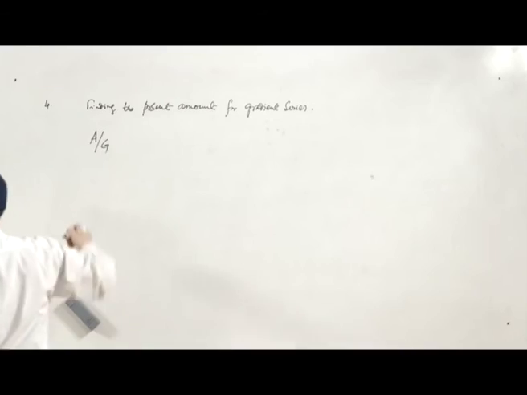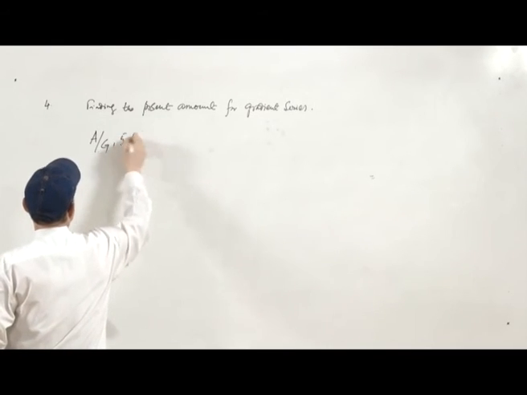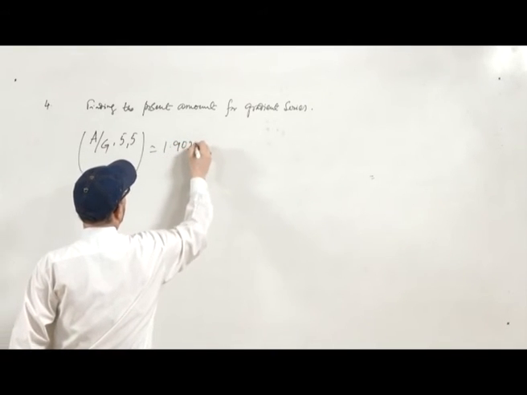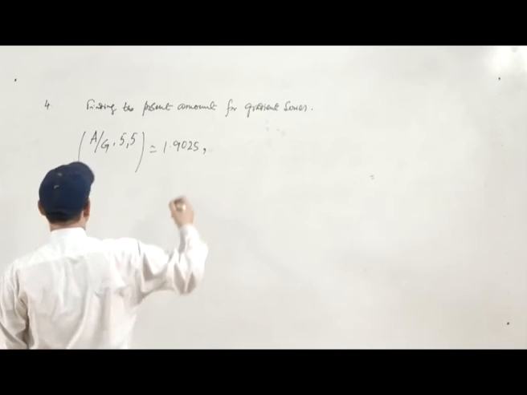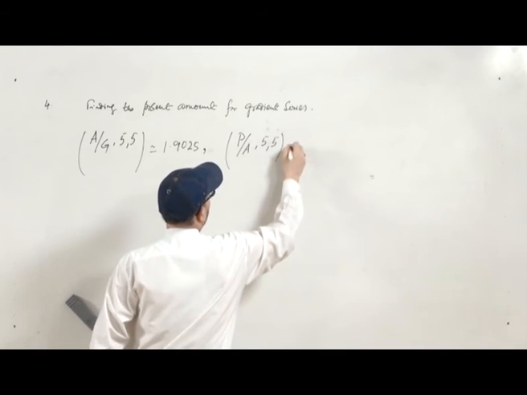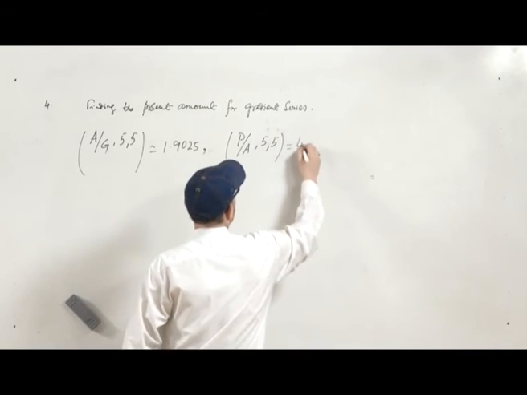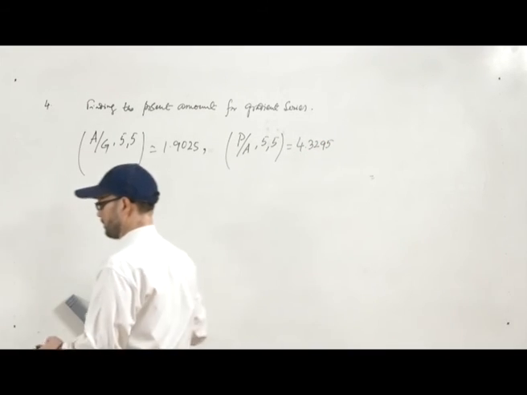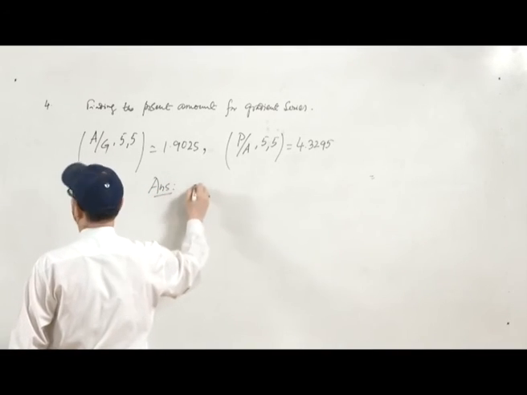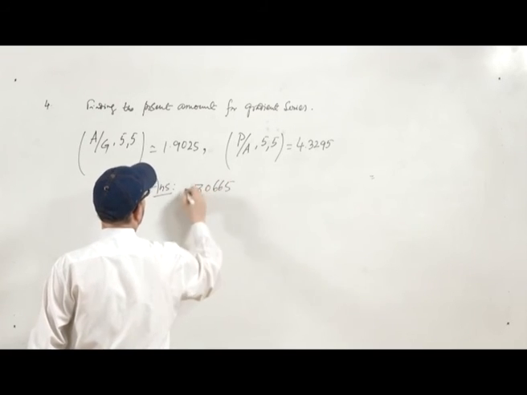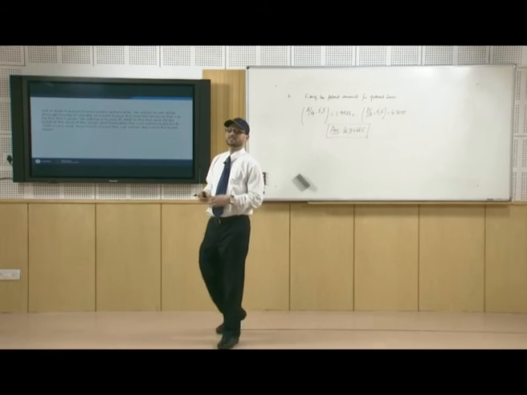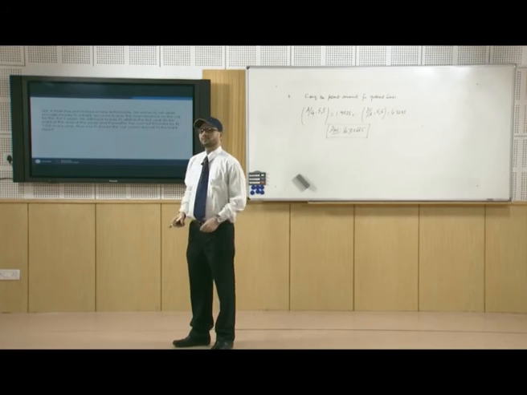A by G for 5 years, 5%, is given as 1.9025, and P by A for 5 years, 5%, you can have it as 4.3295, and the answer is 30665. So, treat this as the assignment problem and we can discuss it in the coming classes. Thanks.